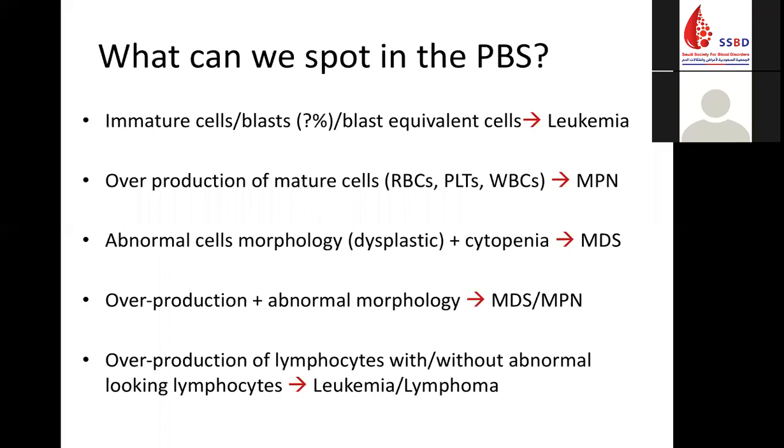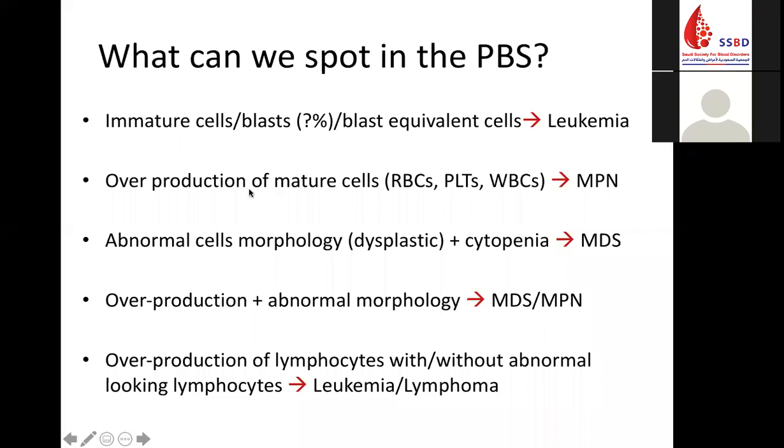So what can we spot in the peripheral blood smear? We can find immature cells, the blasts and the blast equivalent cells, and we are going to talk about the blast equivalent cells. You can enumerate and count the circulating blasts to reach the threshold of acute leukemia, or to ask for further bone marrow examination to examine and enumerate the blasts there.